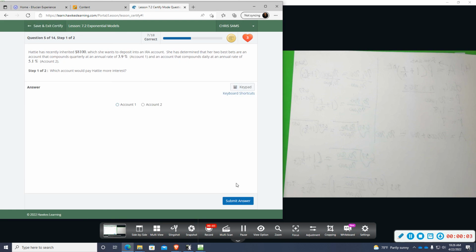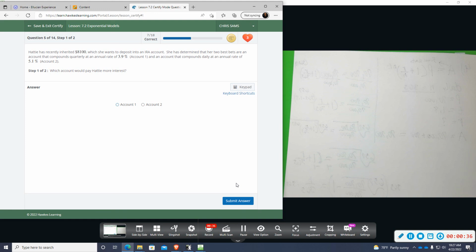Number 5 says Hattie recently inherited $8,100, which she wants to deposit in an IRA account. She has determined that her two best bets are an account that compounds quarterly at a rate of 3.9%, account 1, and an account that compounds daily at an annual rate of 5.1%, account 2. Which account would pay her more interest?